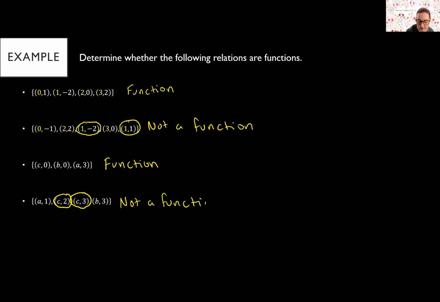And you can always make a chart with these as well. Like I can say A is going to 1, C is going to 2, C is also going to 3, and then B is going to 3. So you can do a little arrow chart and see that your input C has two different Y values, or two different outputs. And so that makes it not a function. Are there any questions?